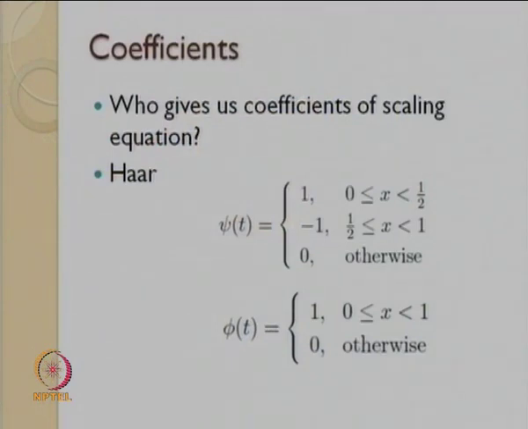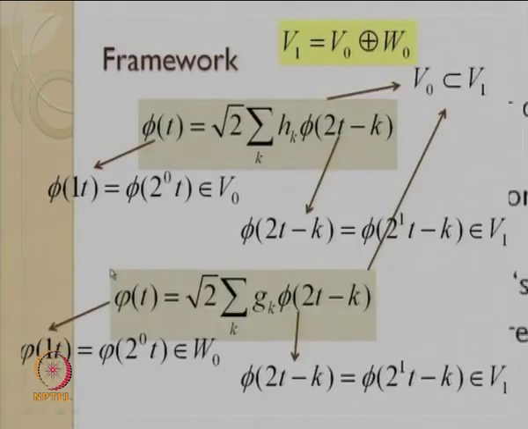We have been using the Haar mother wavelet and Haar scaling equation, and we know how these two functions look. I can normalize these values, and this will be 1 upon square root of 2, minus 1 upon square root of 2. However, the important question is how Haar was able to find these values, and what properties these coefficients should obey so that they will be of some significance.